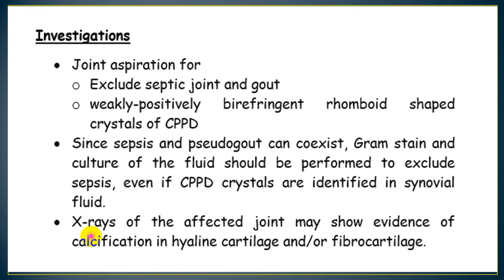So, first of all, we need to do joint aspiration, and our aim is to exclude septic arthritis. So, we're looking for white blood cell count, neutrophil predominance, gram stain, and culture of the synovial fluid. Second, under the polarized microscope, we look for calcium pyrophosphate crystals, which look under polarized microscope like weakly positively birefringent rhomboid-shaped crystals.